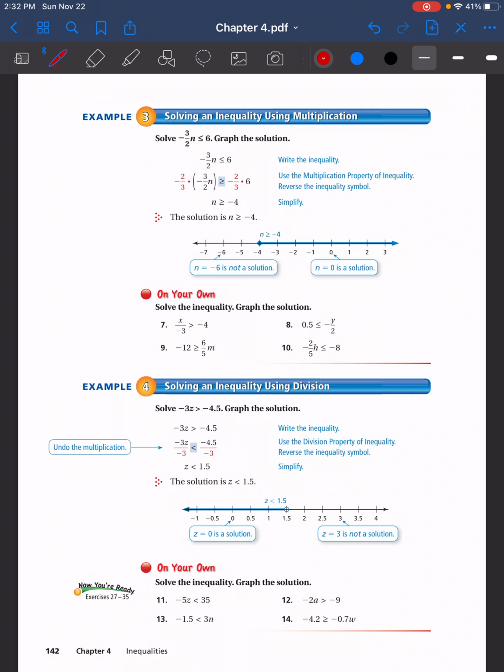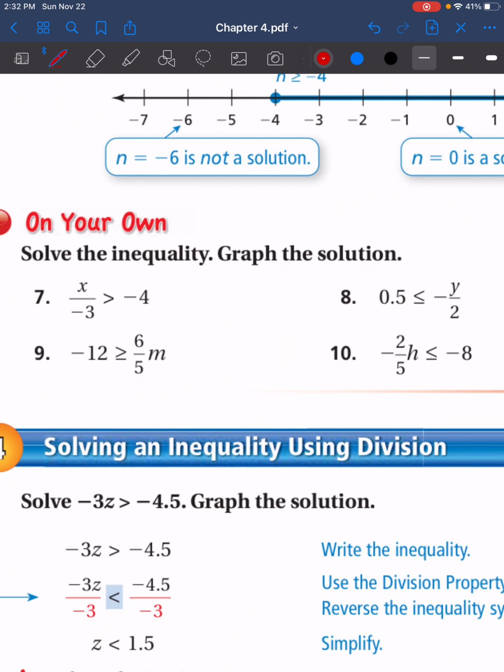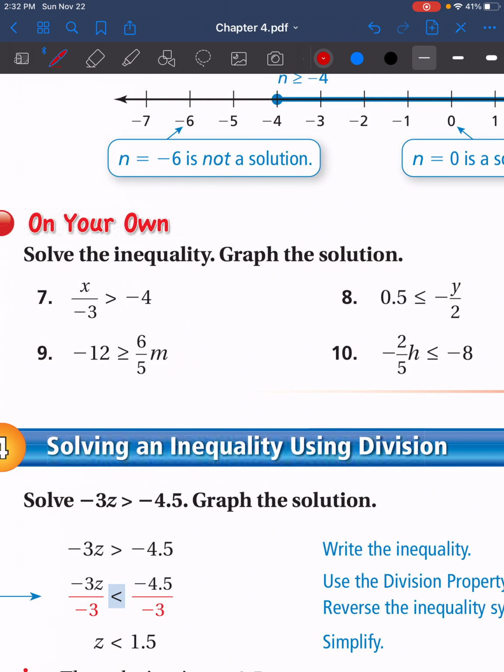7 through 10. Once again, super easy. You don't have to write all of these in your notes. Let's just do number 9 and 10, okay? So write 9 and 10 in your notes, but you don't have to worry about 7 and 8.